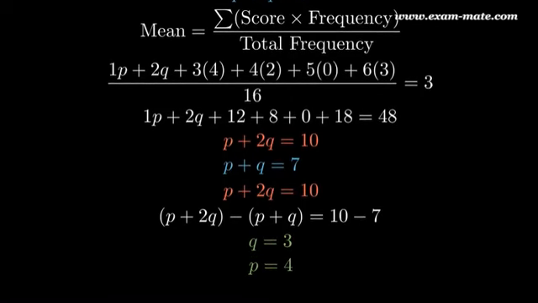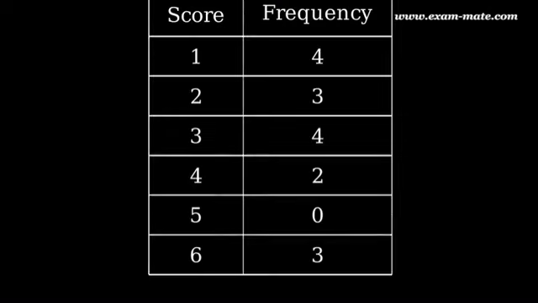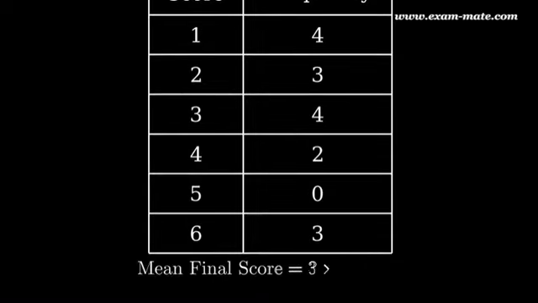Let's verify our answer by putting these values back in the table. With p equals 4 and q equals 3, we can check that all frequencies sum to 16, and the mean is indeed 3. Finally, for part B, since each score is multiplied by 10, the mean final score will also be multiplied by 10. So the mean final score is 30.